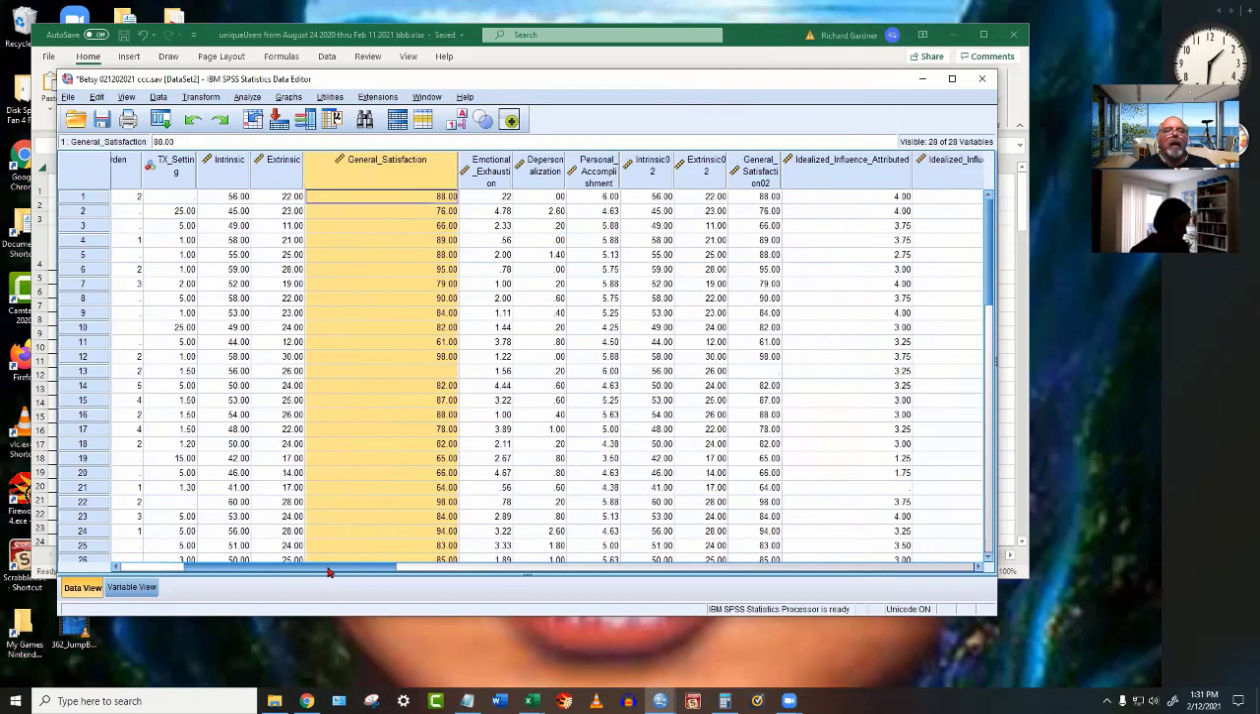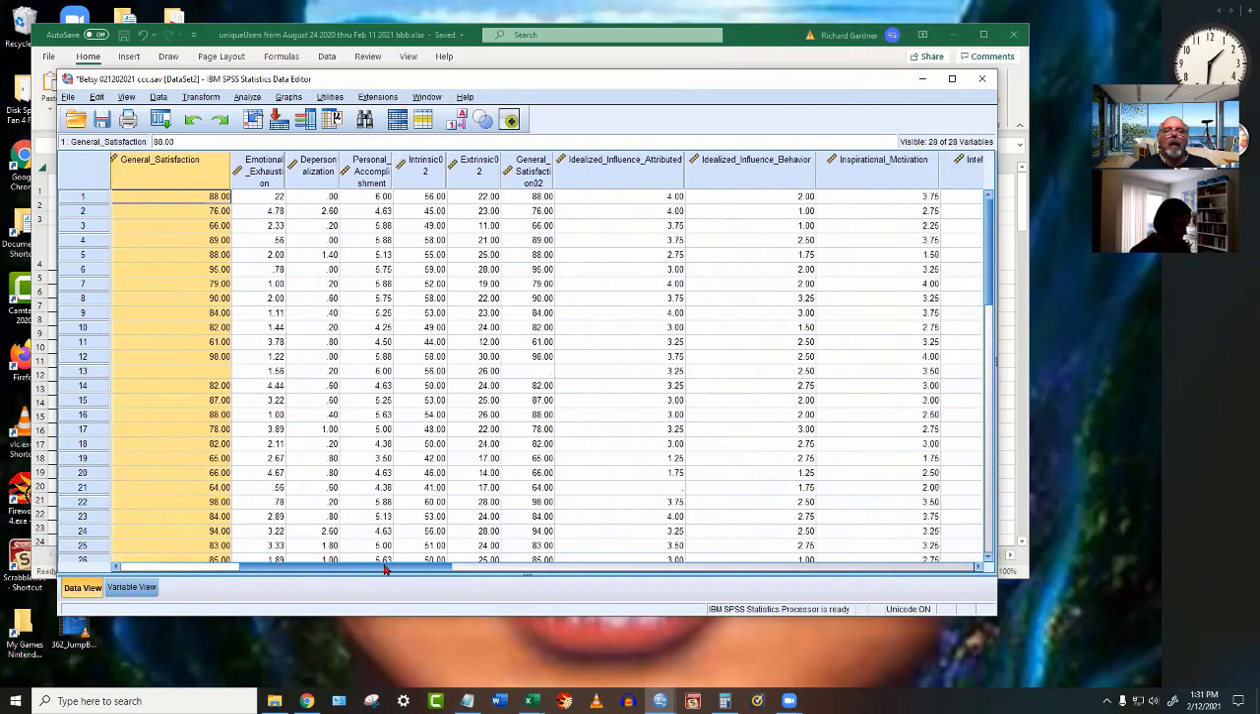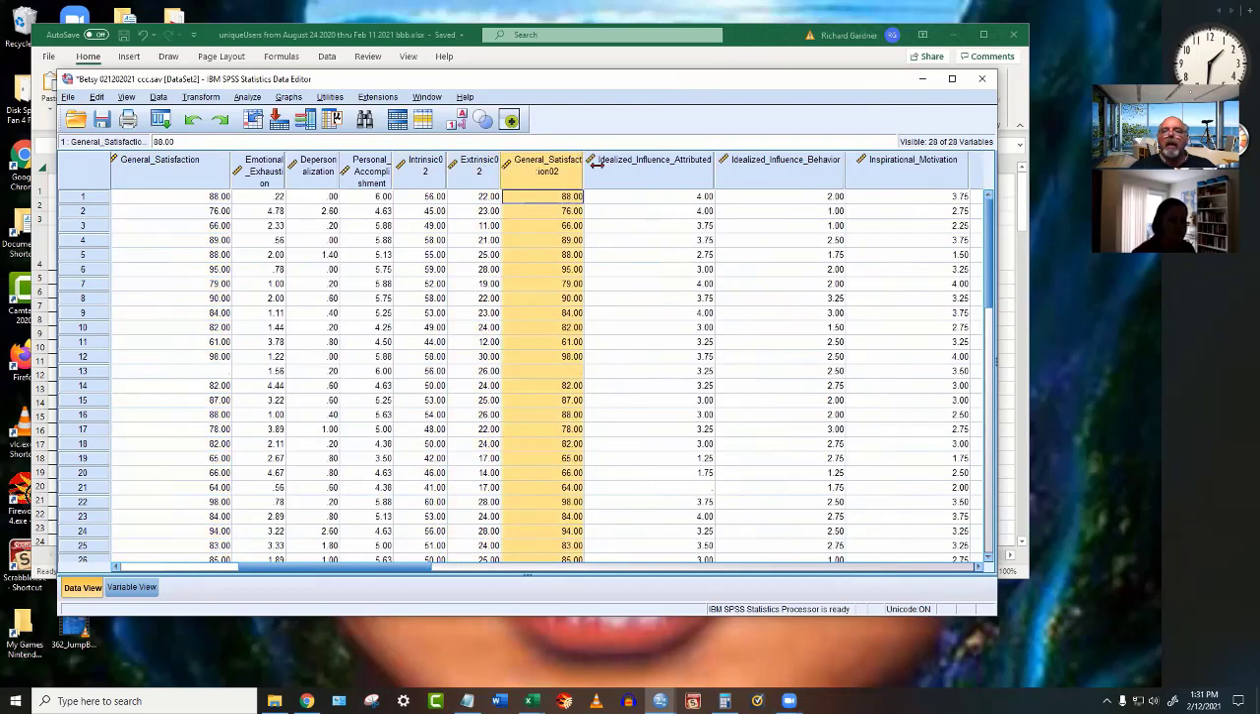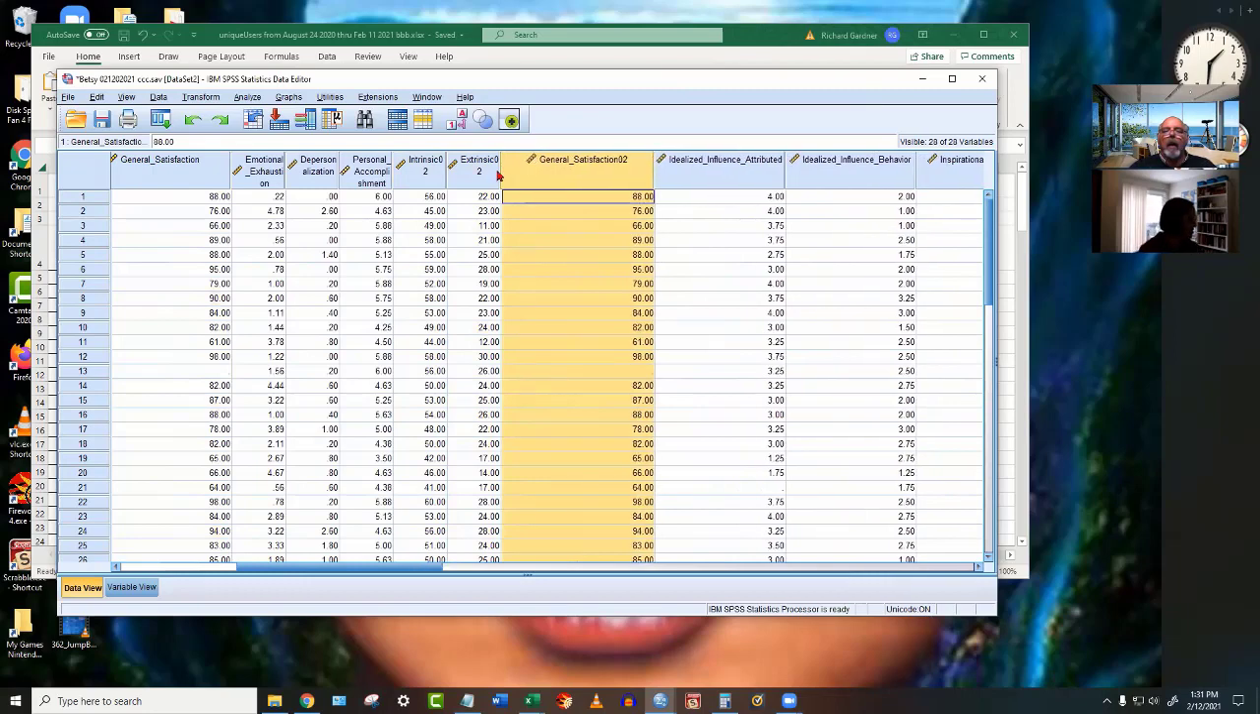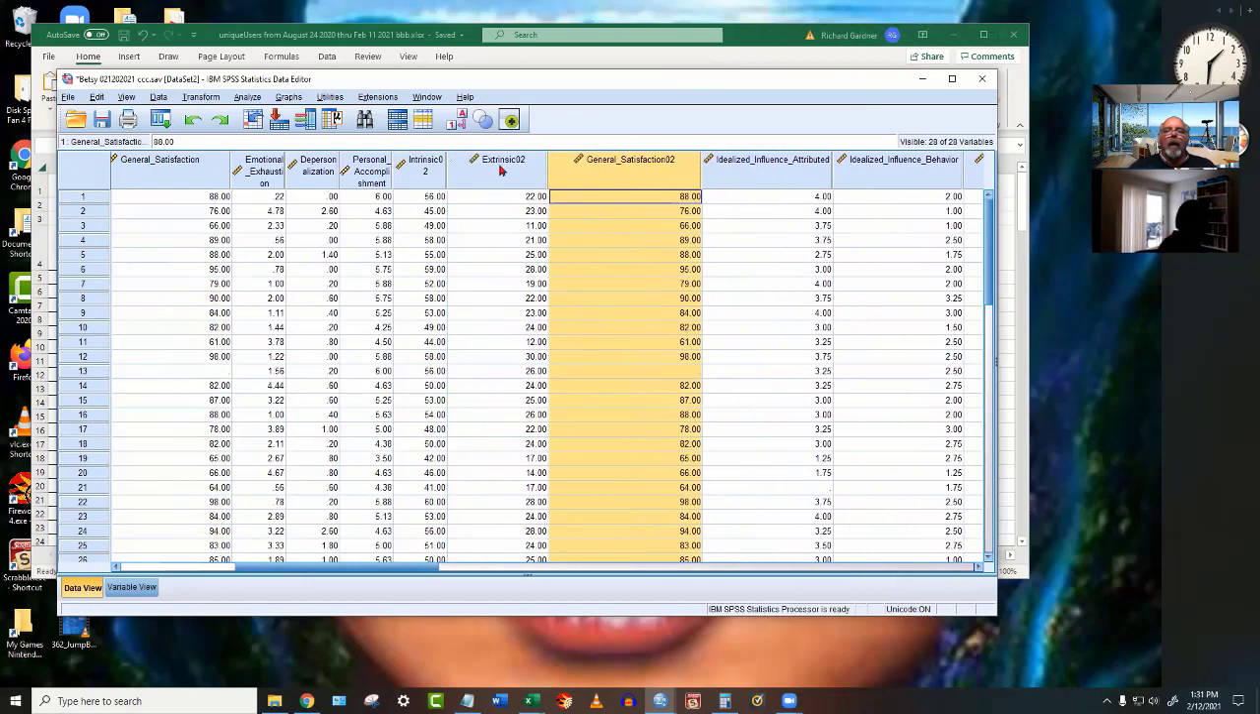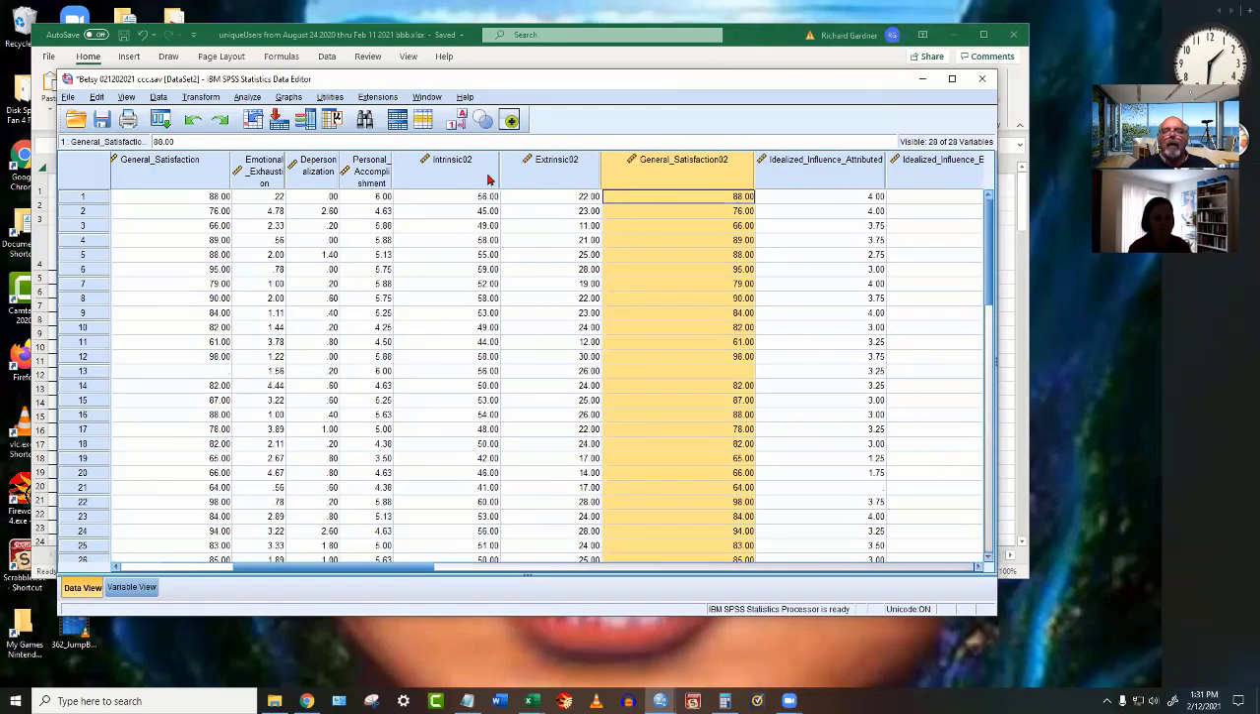So that's for the subscales. Well, what about intrinsic 2 and extrinsic 2? Those were ones that were copies. They're just repeat columns. I'm not sure exactly why they're weird. Oh yeah, they're the exact same thing. No problem.